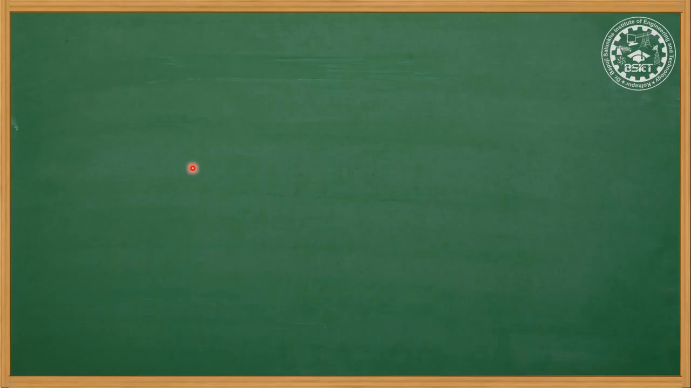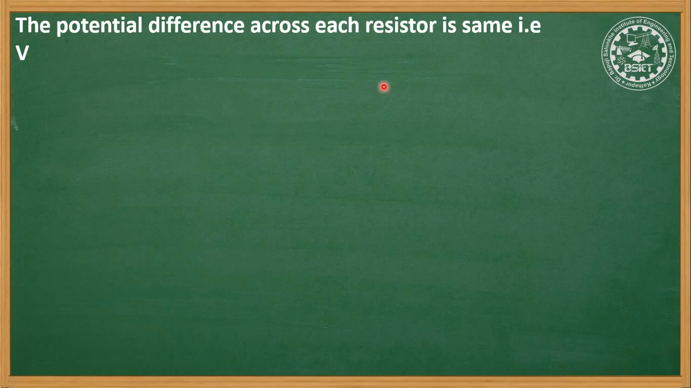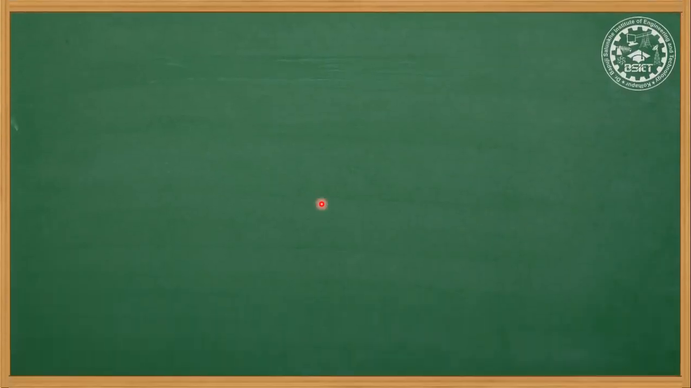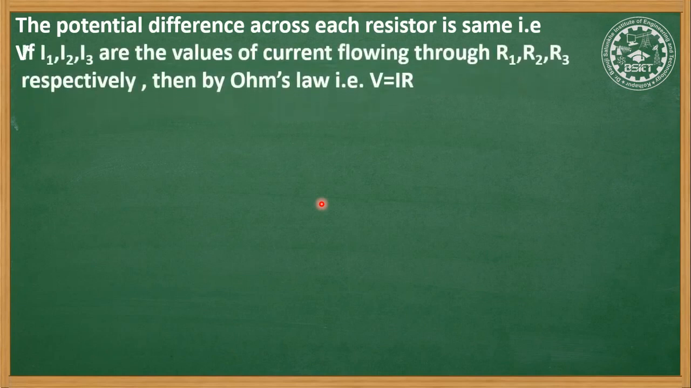The potential difference across each resistor is the same, that is V. Across R1 the potential difference is V, across R2 the potential difference is V, and across R3 the potential difference is V. So if I1, I2, I3 are the values of electric current flowing through R1, R2 and R3 respectively, then by Ohm's law, V is equal to IR.